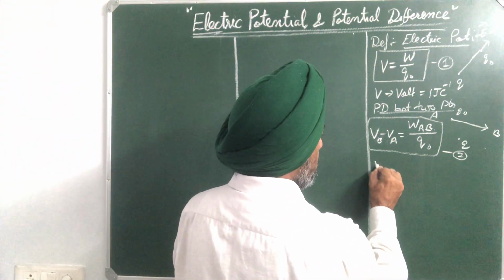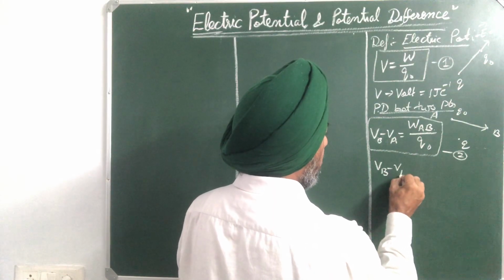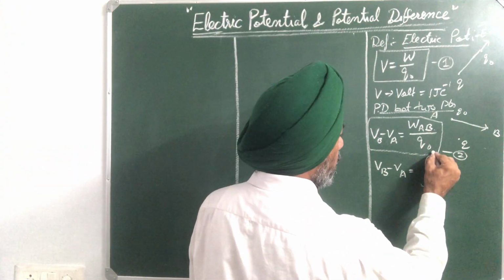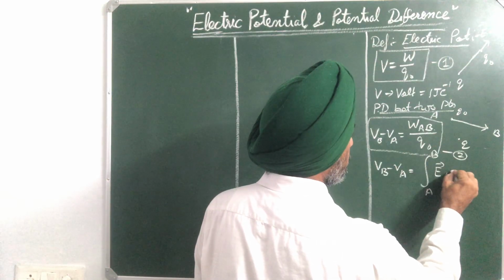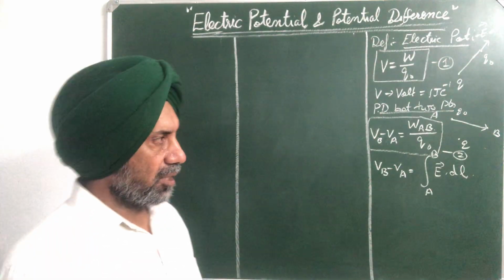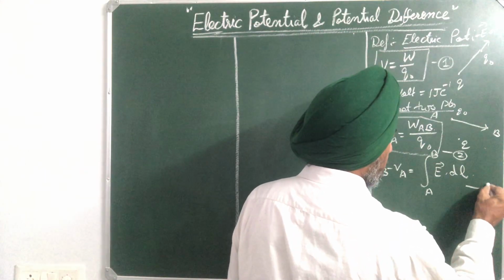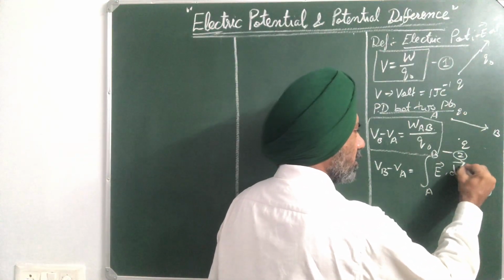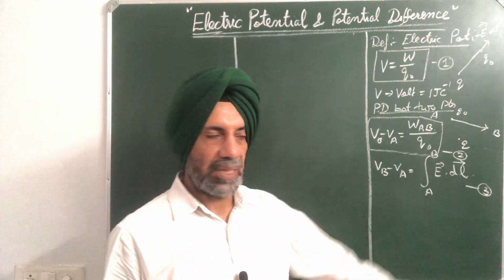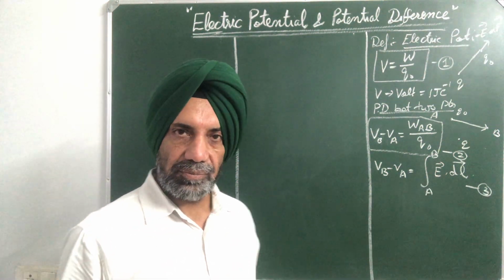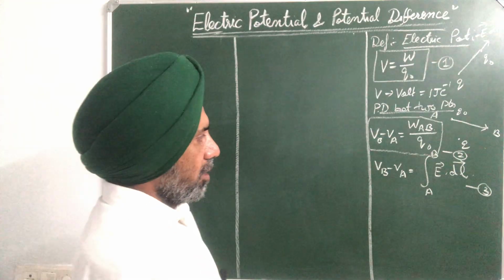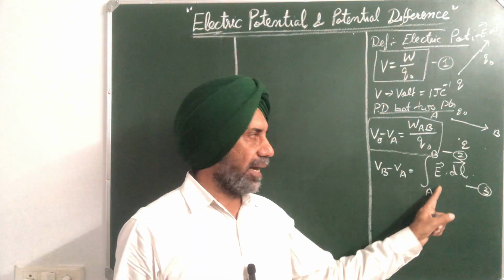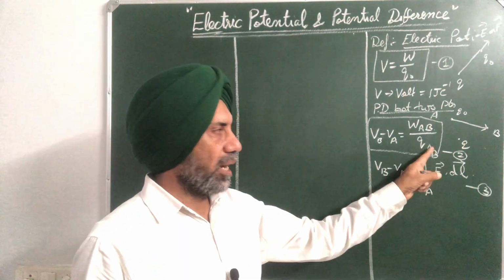Also, this potential difference between 2 points may be defined as the line integral of electric field between the 2 points. The definition in another way: the line integral of electric field between 2 points, dl being the displacement vector, is E dot dl, as there will be some angle between E and dl. So the potential difference between 2 points A and B may also be defined as the line integral of electric field E dot dl between the 2 points A and B.